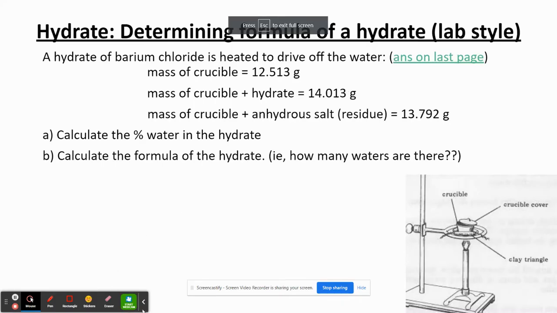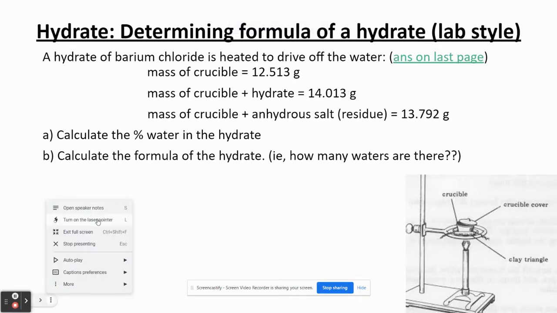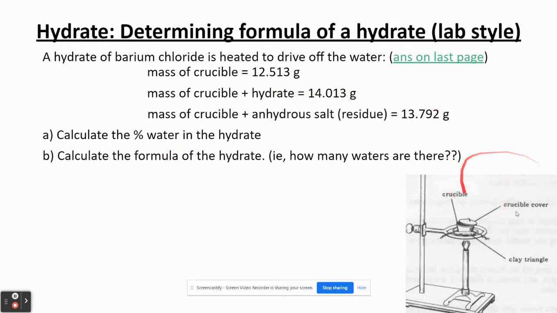In this video lesson, we're going to take a look at a hydrate problem where we're not given information directly, but we have to figure it out using some lab data provided. So using the equipment that you would see here. When you do a hydrate lab, you put the hydrate in a container that we call a crucible. It's a nice heat-resistant container. You measure the mass of the crucible first. You put the hydrate in there, you measure the mass of the crucible with the hydrate, and then you can figure out what your mass of hydrate was using those two numbers.